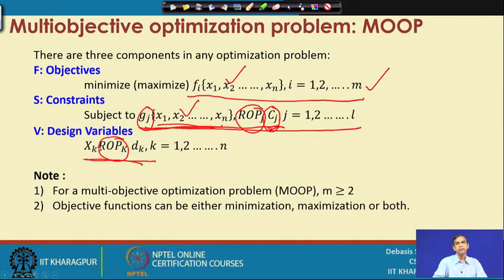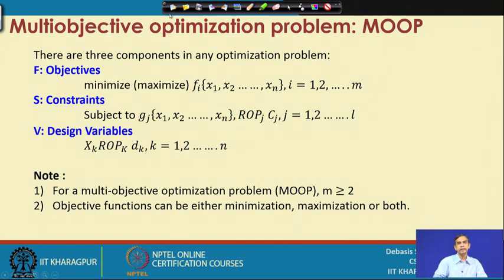relational operators, and they are also related with some constant for the kth parameter. For example, if x1 is a parameter, x1 is greater than or equal to 5. So, this is one constraint. These are the statements by which we can express the multi-objective optimization problem, and as we have mentioned, for the multi-objective optimization problem the value of M should be at least 2, and the objective functions are to be optimized, either subject to a minimization problem or a maximization problem or both.